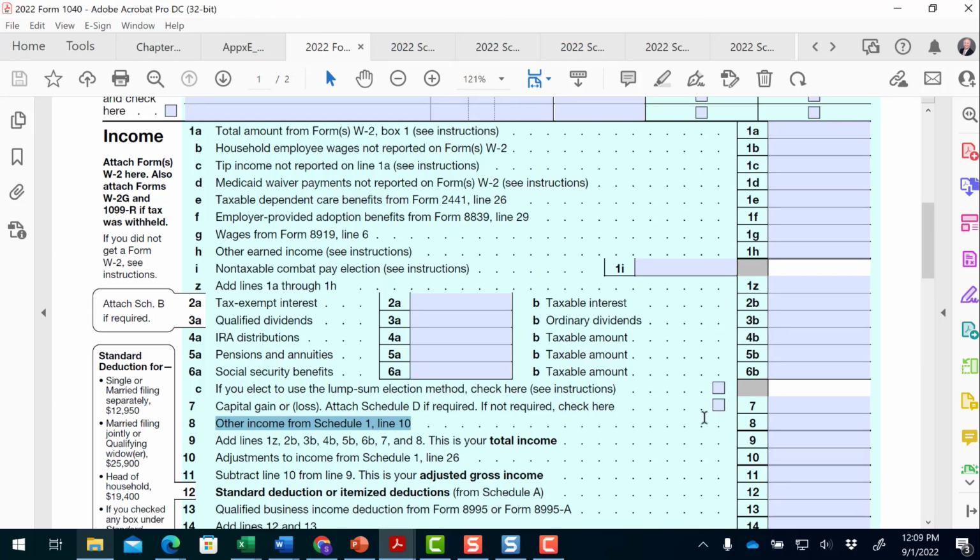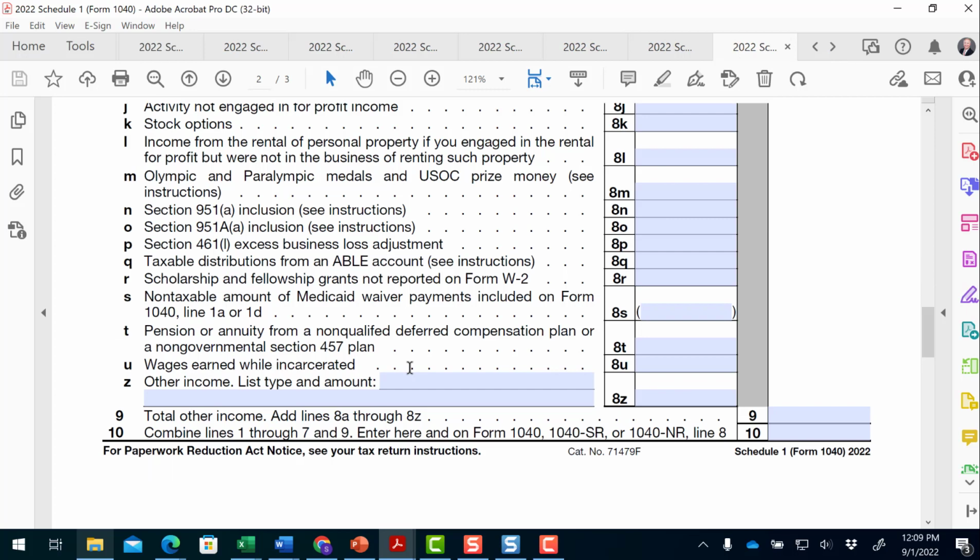There's other income from Schedule 1, line 10. Add those up, that's your total income. Then we have our for AGI adjustments. Those are also coming from Schedule 1, and I'm hoping this is now Schedule 1, and it is.